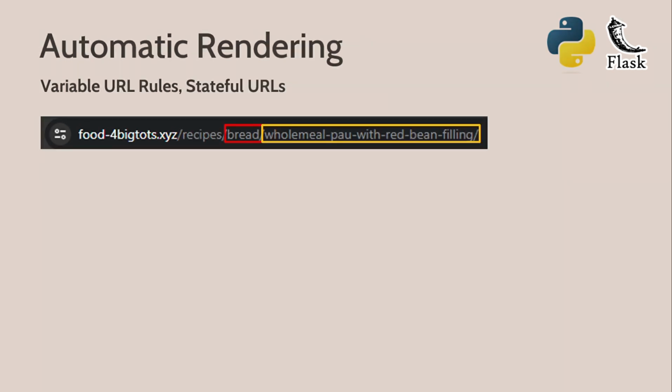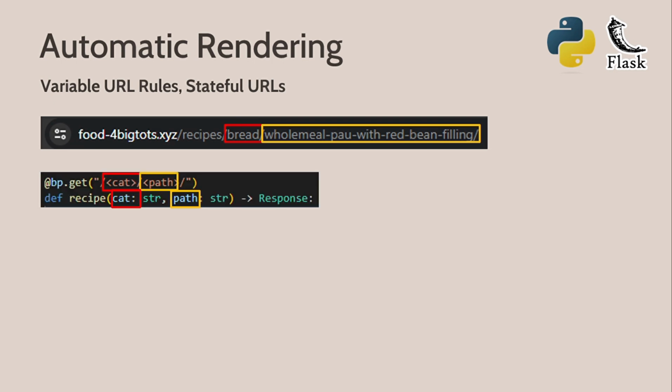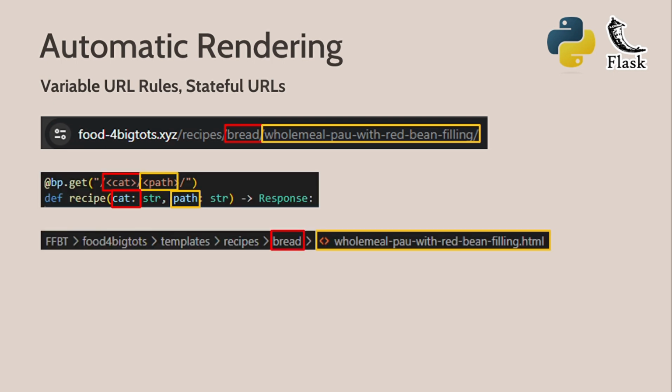Since my app has many pages that need to be rendered through the same process, and the incoming URLs are stateful, I allowed the view functions to take variable URL rules. This means that they take the components of the URL as arguments and use them to find the correct template to be rendered. Since one view function can handle any requests for one type of page, my code can be kept DRY and scalable to accommodate new pages with no changes.